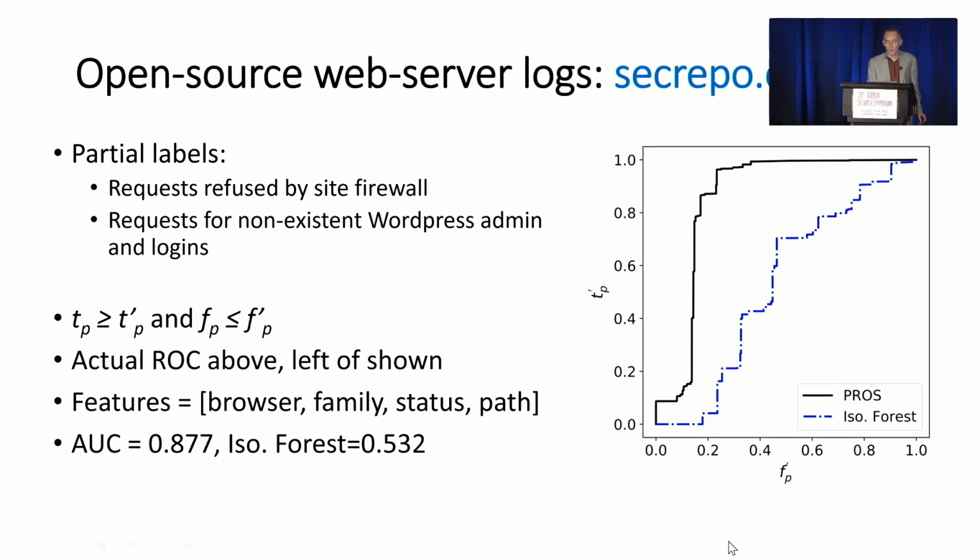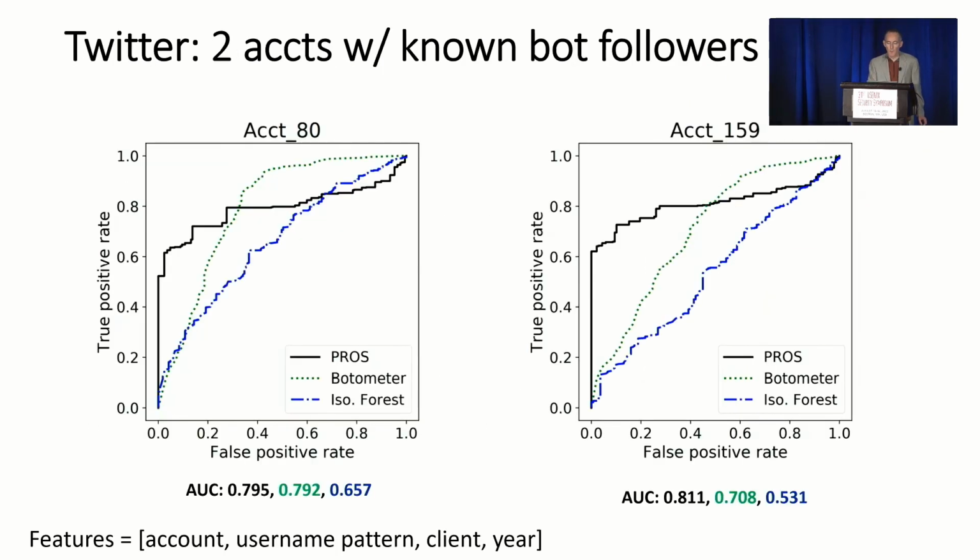So our ROC curve here would be... this is the strictly worst ROC curve that is possible. But long story short, using 4 features, browser family, status, and the path of the requested file, the area under the curve that this algorithm finds is 0.087, and that's the black curve here. And isolation forest, which is a very prominent unsupervised method, essentially does not do better than random.